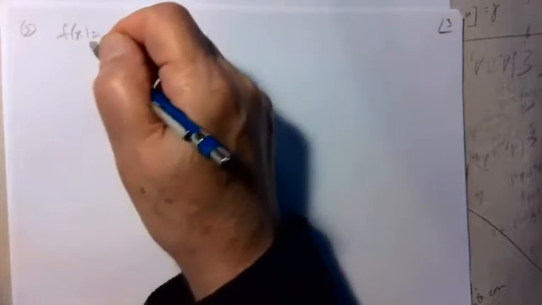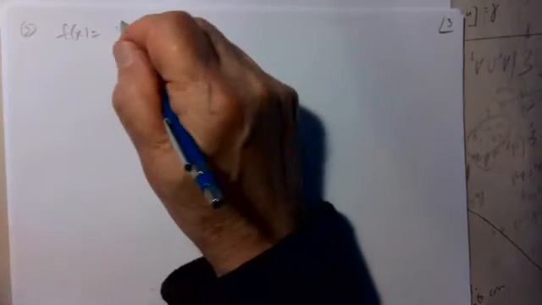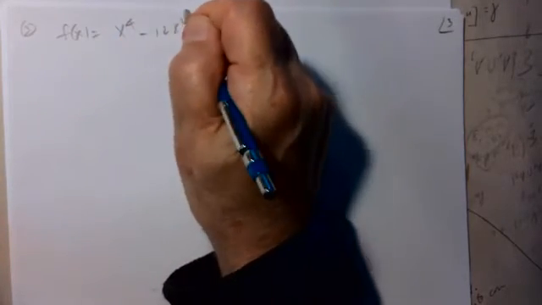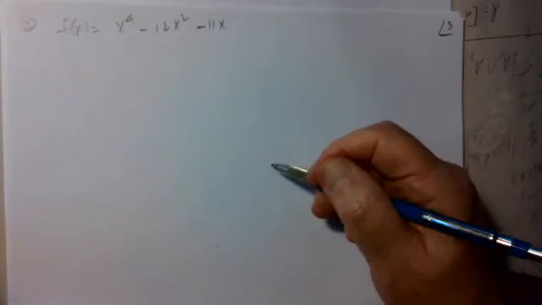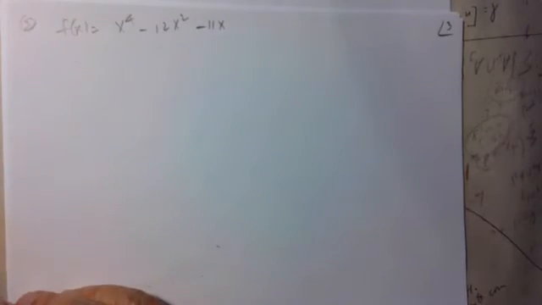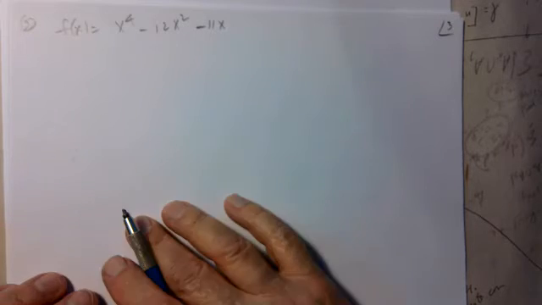Problem 3, we have the function f of x equals x to the 4th minus 12x squared minus 11x. And we want to find the points of inflection and the open intervals where the function is concave up and concave down.